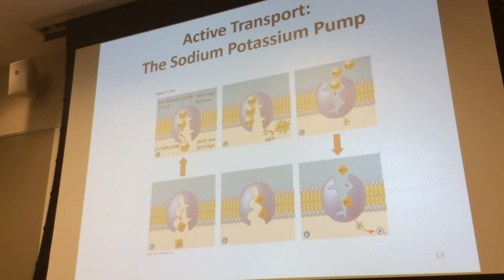So when a stimulus comes, the sodium binds to this transport protein, and the ATP hydrolyzes to ADP, and the phosphate provides energy, so it phosphorylates this protein and causes a conformational change. Then the sodium moves out of this transport protein, and the potassium comes in and binds to the protein. Then the phosphate is removed, causing another conformational change, and the potassium is released into the intracellular space. So the sodium is moved against the concentration gradient, and the potassium is moved against the concentration gradient. Every single step requires energy from ATP.